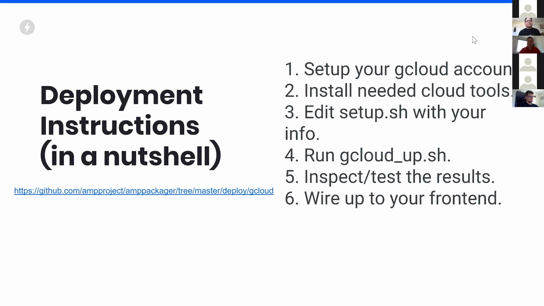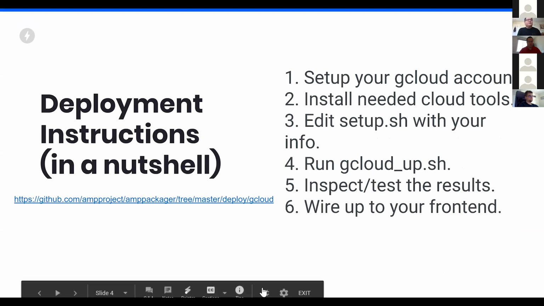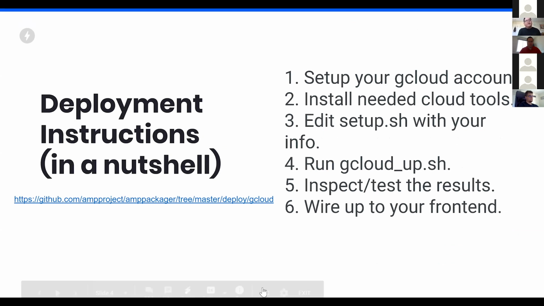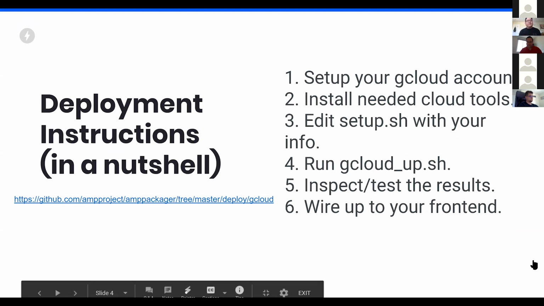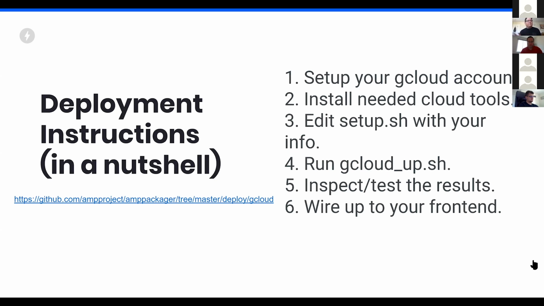Once that's set, you can actually run gcloudup.sh, which is a shell script that runs the full gamut of instructions to get the deployment ready. And this is just a combination of Google Cloud SDKs and kubectl commands and Docker commands to get everything up and running. Once it's up and running, you could inspect and test the results, and then eventually wire it up to your front end when everything is done. Next slide, please.